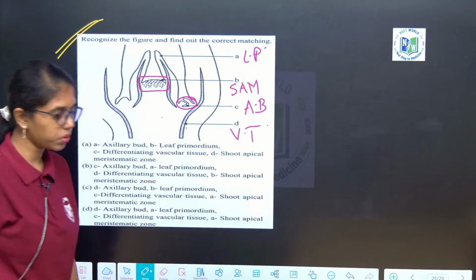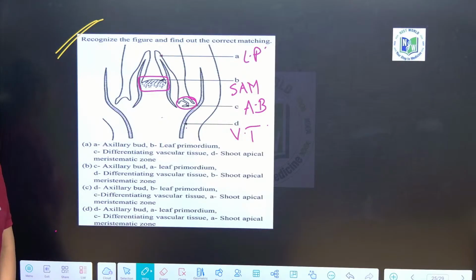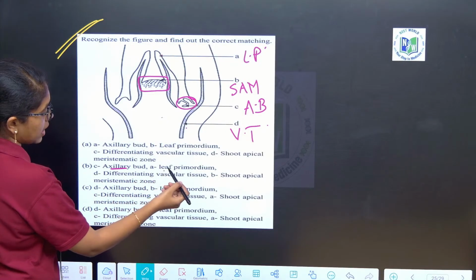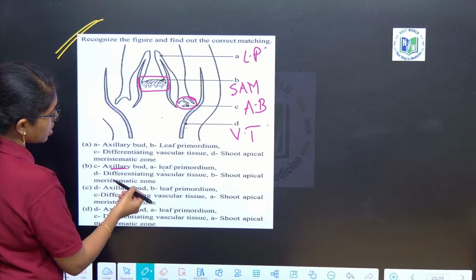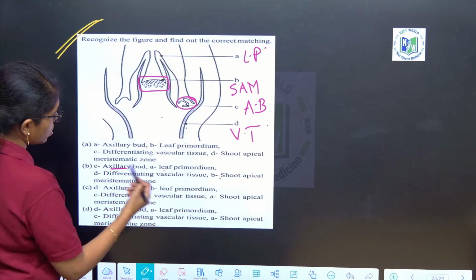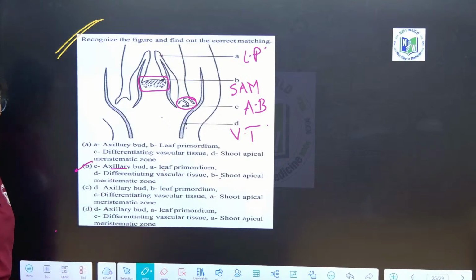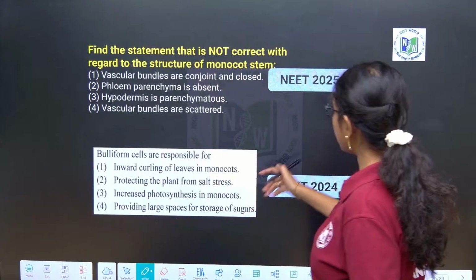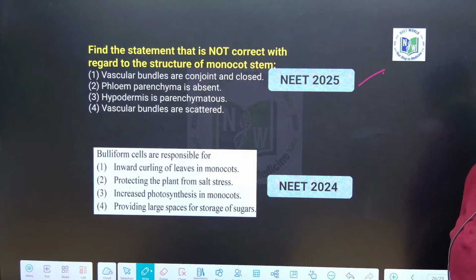Now identify the option. So C is axillary bud, A is leaf primordia, D is differentiating vascular tissue, B is shoot apical meristem in the meristematic zone. Right now? Answer this NEET 2025 question.